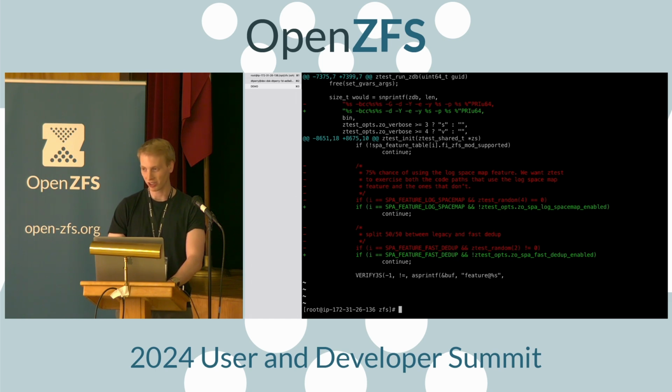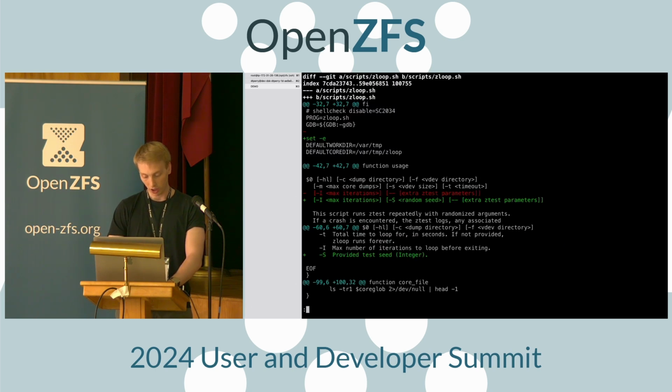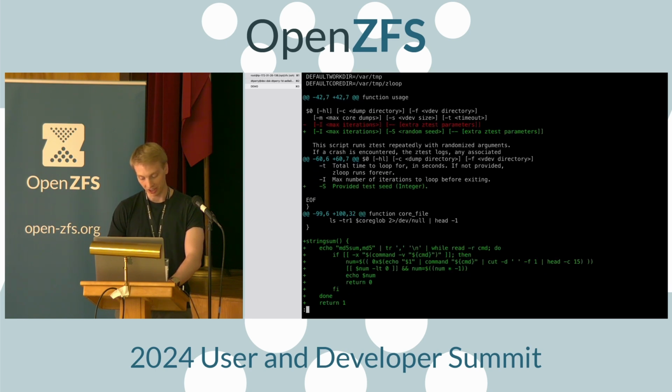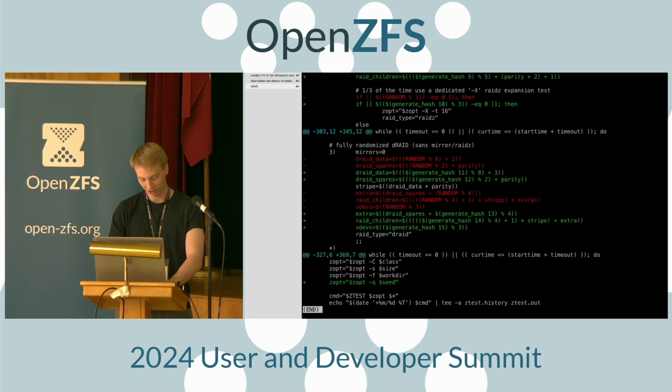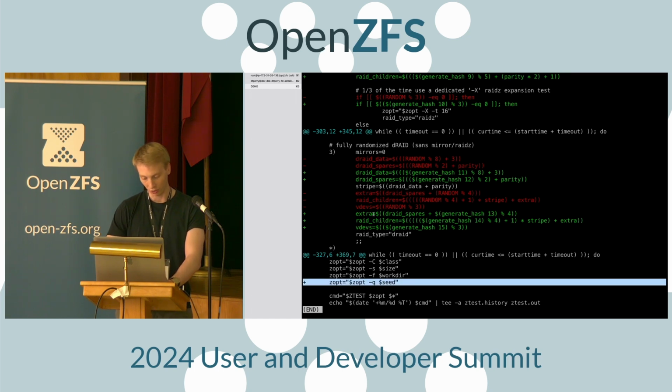That same order of operations, because it would hopefully generate the same order if you use the same seed. So I added some functionality to z-test or z-loop to pass in a seed, also another argument down here that would now get added on whenever z-test gets called.